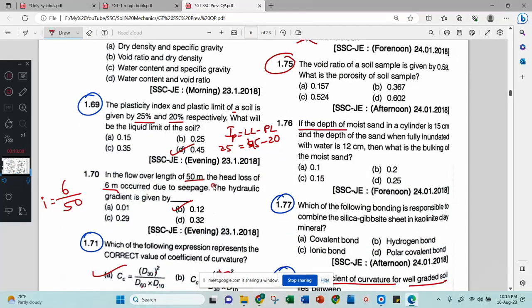If the depth of moist sand in a cylinder is 15 centimeter and the depth of sand when fully inundated with water is 12 centimeter, then what is the bulking of the sand? Bulking will be studied in concrete technology. Okay.